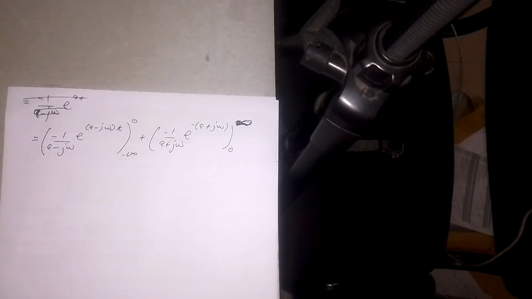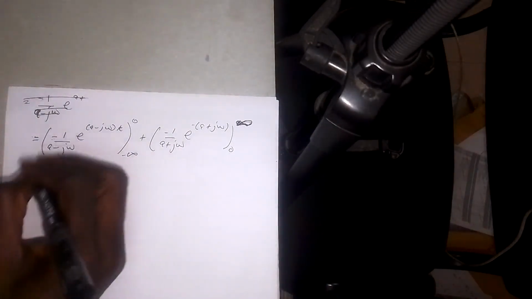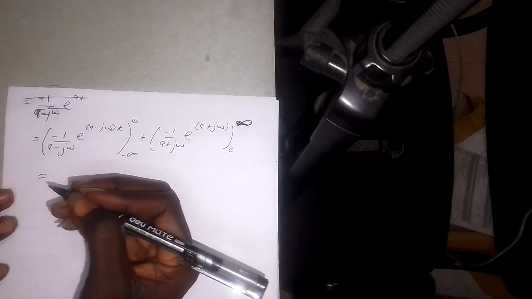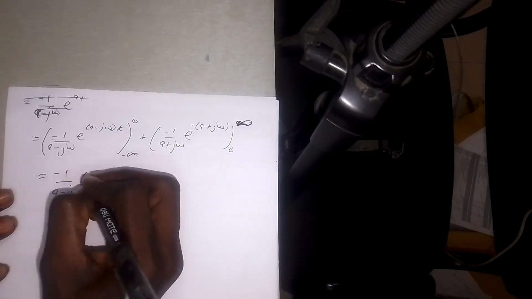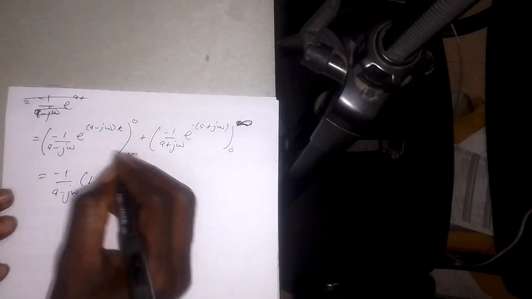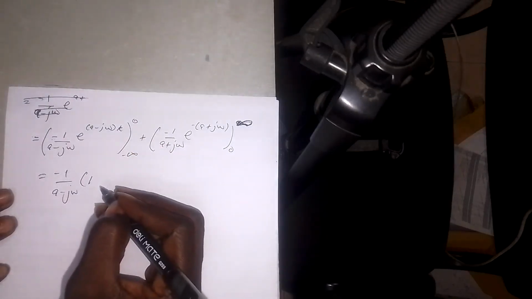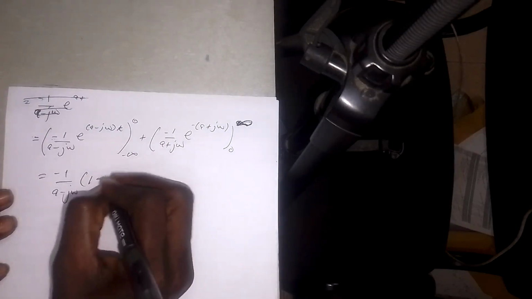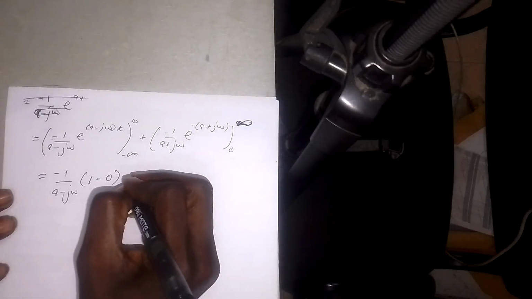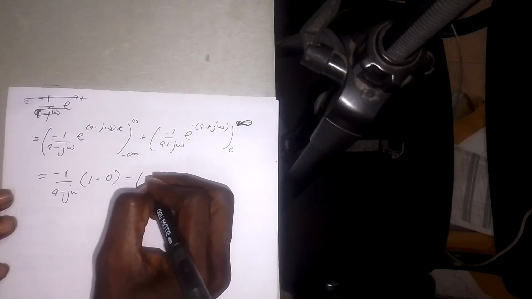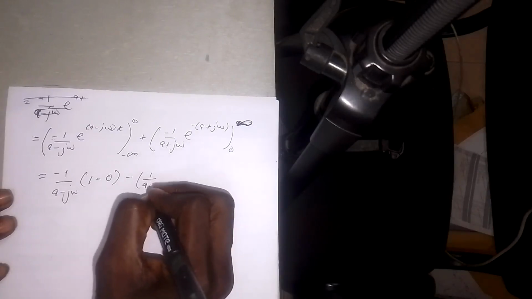Now I'll introduce my limits. We have done similar things before, so no need to waste time. We have minus 1 over a minus j omega into e exponent 0. E exponent 0 is 1, and then e exponent minus infinity. E exponent minus infinity is 0. And then here we can have minus 1 over a plus j omega.